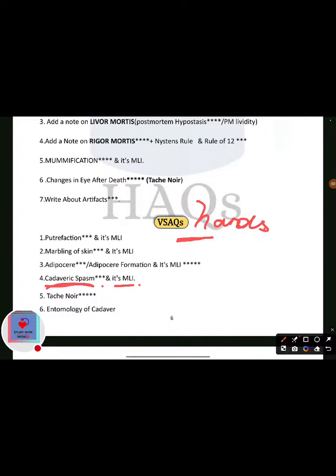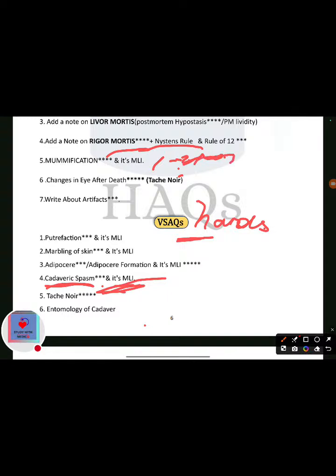How will you differentiate between cadaveric spasm and rigor mortis? The muscles involved in rigor mortis are all muscles. In cadaveric spasm, only some muscles like the hands are involved. The mechanism in rigor mortis is ATP depletion. In cadaveric spasm, it is not very clear; it could be because of excitement, exhaustion, fear. Rigor mortis onset is after 1 to 2 hours, whereas cadaveric spasm is instantaneous. Primary relaxation is seen in rigor mortis, no primary relaxation in cadaveric spasm.